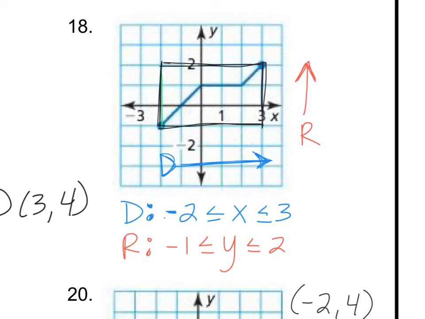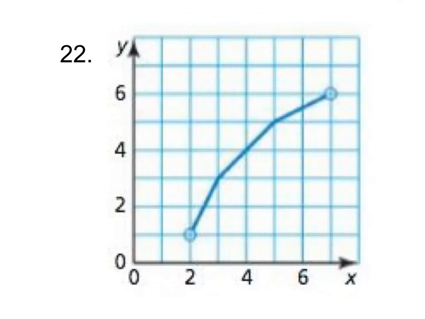This is my domain and range because it's continuous and it's all connected. If you are lost, I'm going to start going over it. I box it in. I have 2 open circles, so I should have less than signs, not equal to.